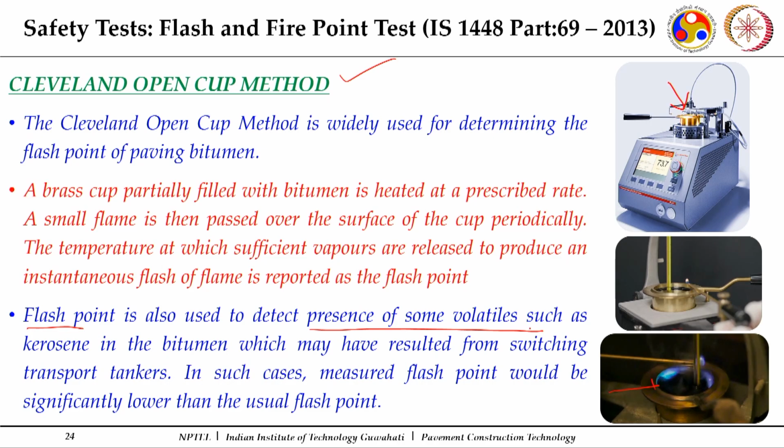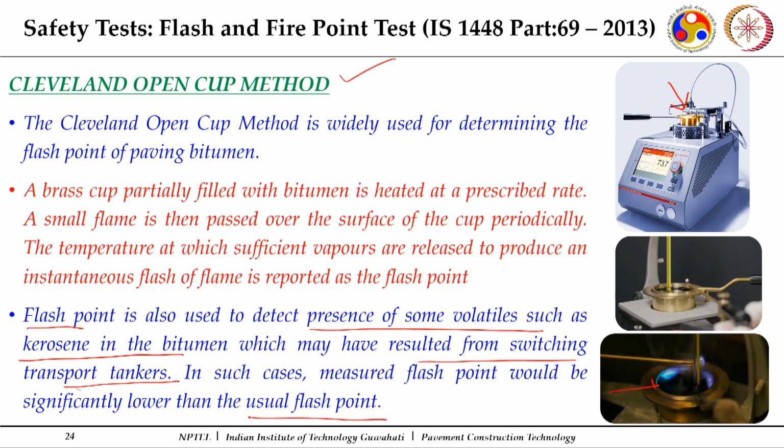As I mentioned, because of impurities, specifically what happens is the presence of kerosene, which may result from switching transport tankers from one tanker to another, and when the cleaning of these bitumen tankers is done, some remains of kerosene may be there, which is highly volatile. That may reduce the flash point. So, that is why flash point is to be ensured for the binder samples which you are going to use for your construction purpose.